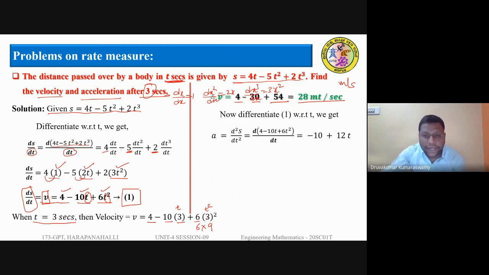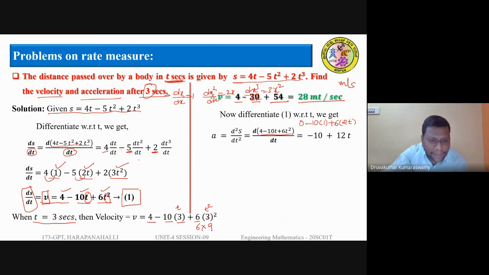Acceleration is equal to d square s by dt square. We are differentiating ds by dt once again. So d square s by dt square is the differentiation of 4 minus 10t plus 6t square. Now on differentiating, what is the differentiation of 4? 0. Minus 10 is a constant, we keep it outside. Differentiation of t with respect to t is 1, plus 6 into differentiation of t square with respect to t is 2t. Hope you understood.